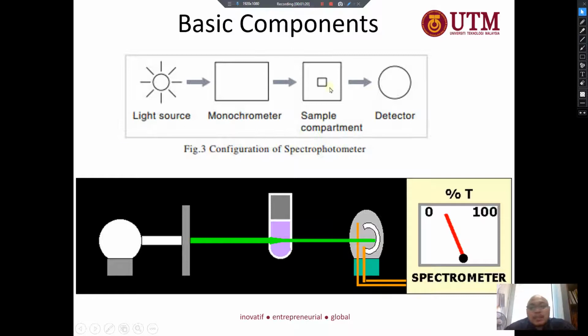Again, here are the basic components: the light source, monochromator, sample compartment, and detector. The function of the light source is, of course, to give the source. The monochromator isolates the radiation into the selected wavelength or frequency that you want to interact with your analyte. The sample compartment is the place where we put our sample. And the detector's function is to detect and manipulate the data of the radiation that is actually absorbed by the analyte of interest.